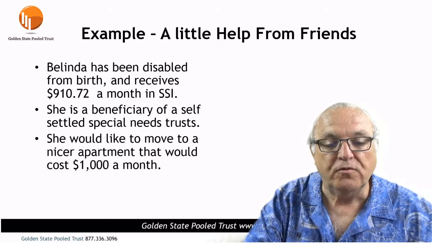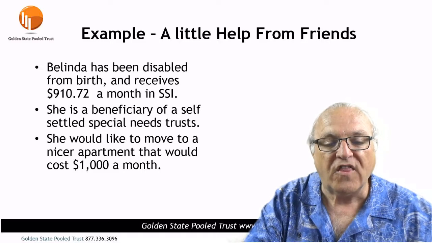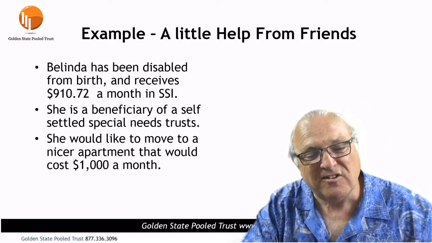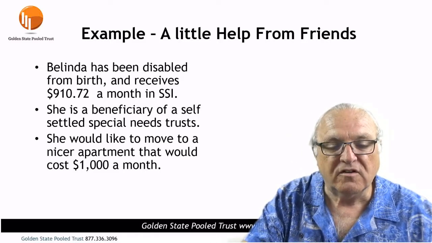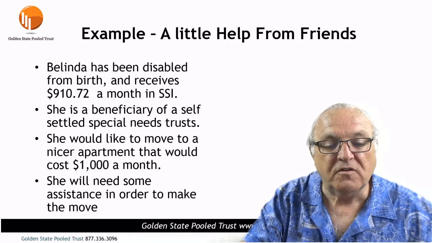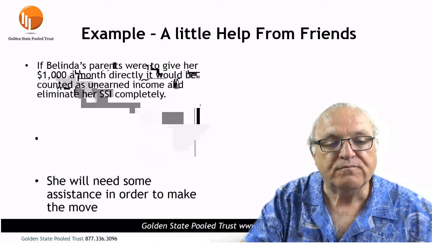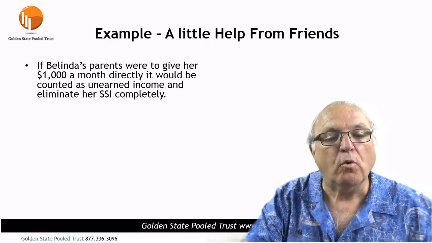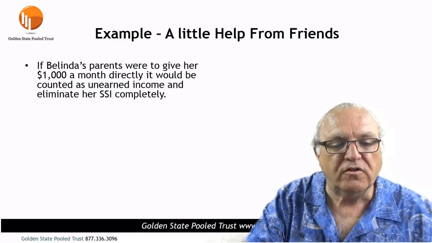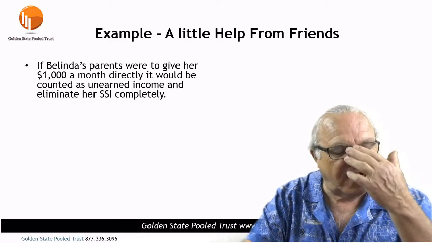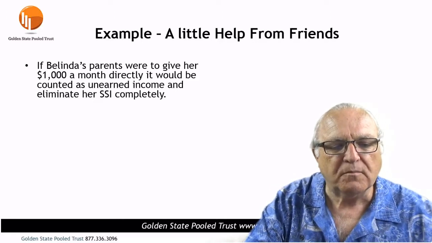She'd like to make a move to a nicer apartment that would cost $1,000 a month, which would be kind of hard to pay with $910.72. She's going to need some assistance in order to make the move. If Belinda's parents or the trustee were to give her the funds directly, just to give her the $1,000, that would wipe out her SSI completely.